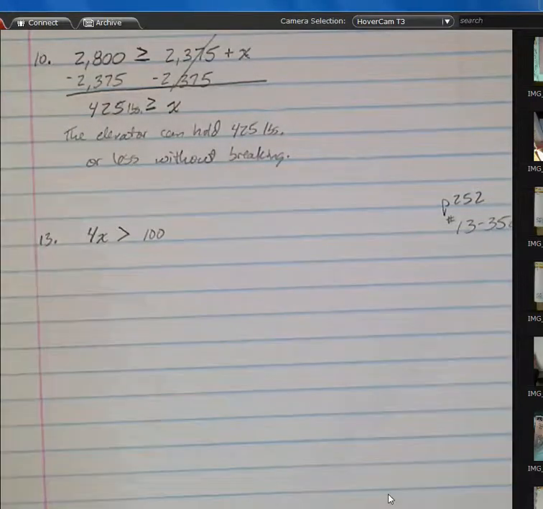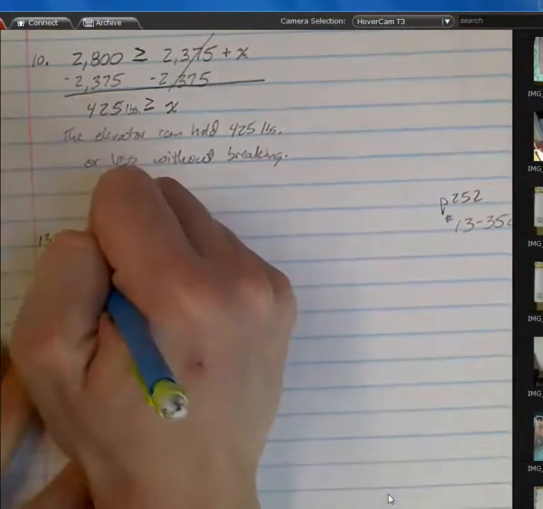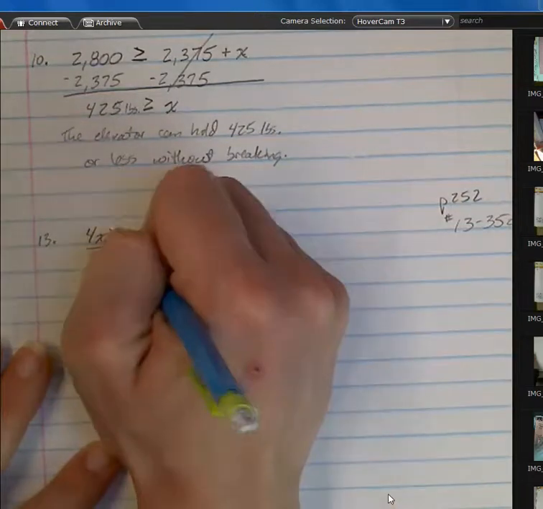Doesn't matter, we're not done. So how are we going to get that x all by itself if it's multiplied by 4? What are you going to do? Go ahead, Caden. What's the opposite of multiply by 4? There you go. Divide by what, buddy? If I divide this side by 4, what do I have to do over here?